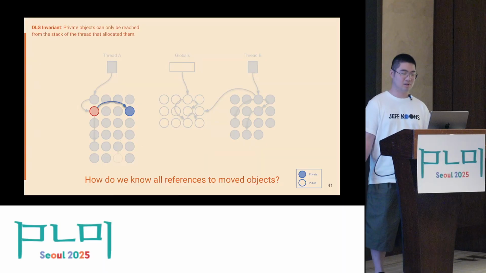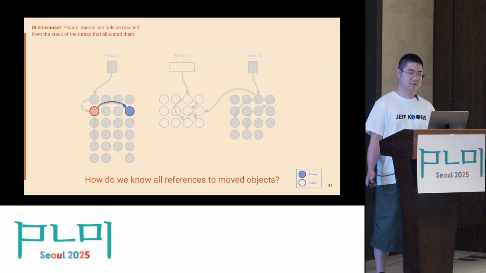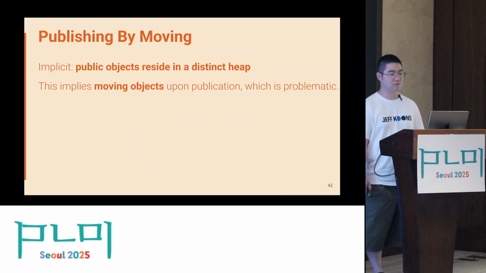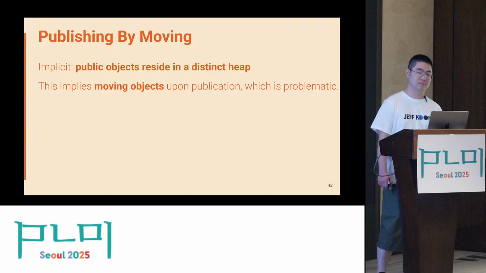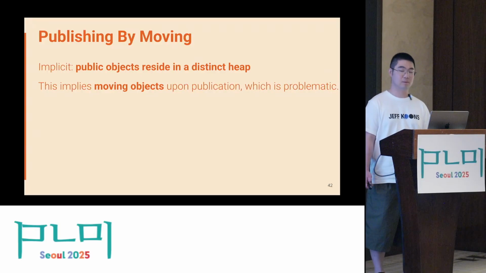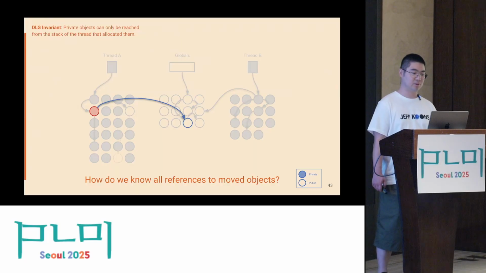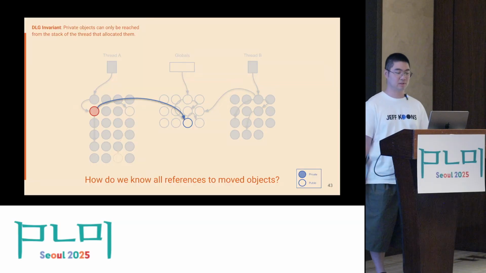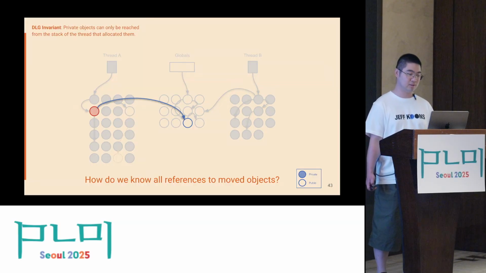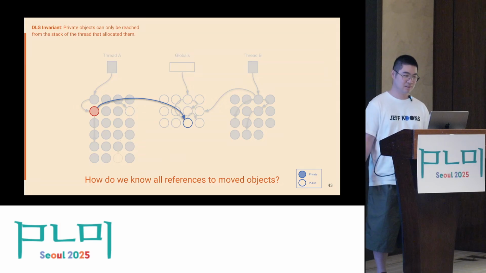So how do we know all references to moved objects? So far, public objects reside in a distinct heap. So this implies moving objects upon publication, which is problematic. Remember in the previous example, there were pointers from other private objects pointing to the objects that are about to be published. And now, since those objects are moved to the public heap, we need to fix their pointers. Otherwise, we have some dangling pointers.